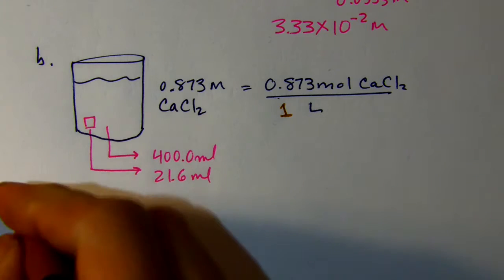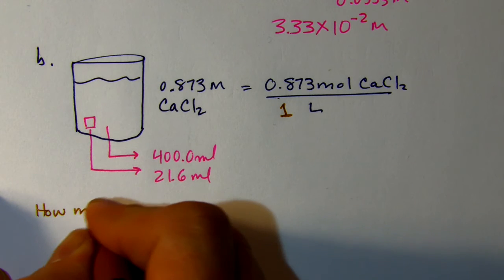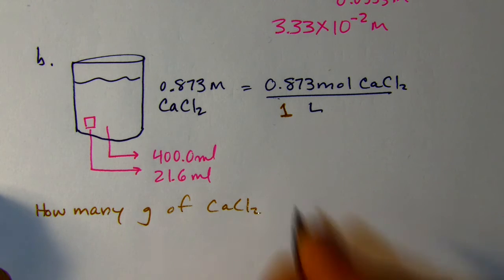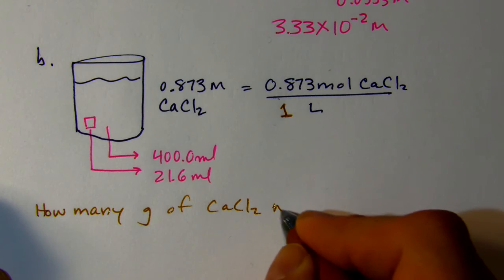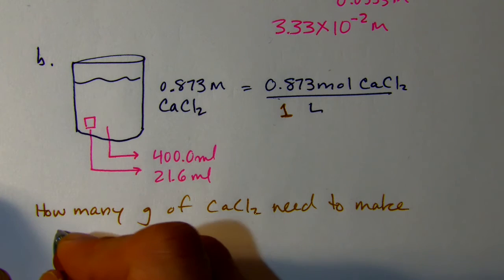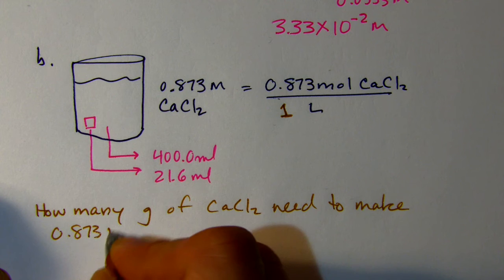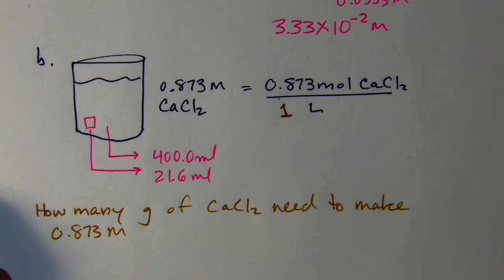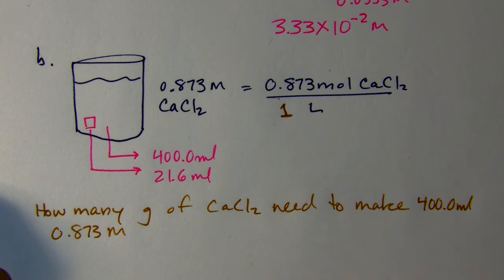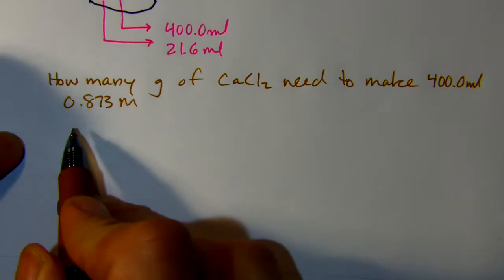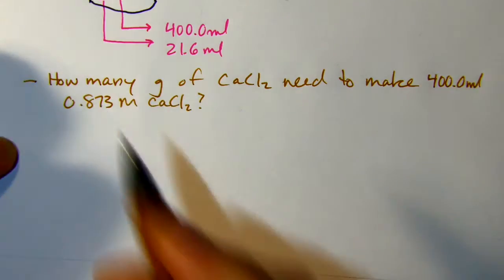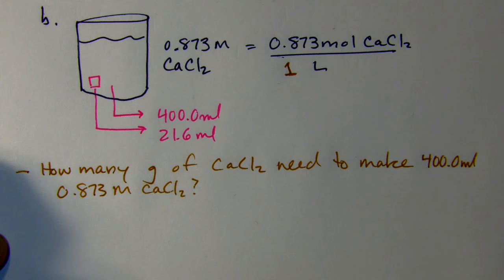How many grams of CaCl2 are needed to make 400 mLs of 0.873 molar calcium chloride? Okay, not the best grammar. I'm not worried about that. So what do we do?